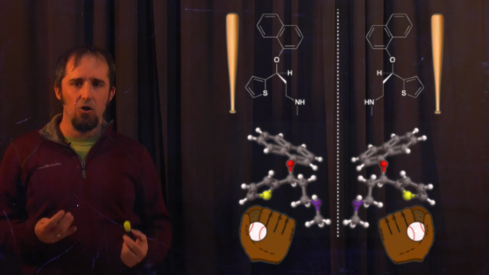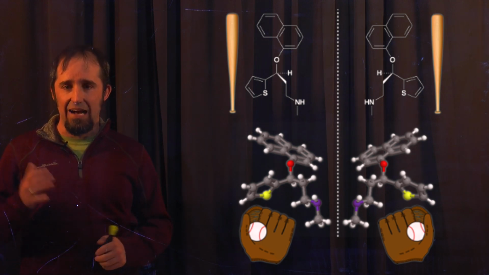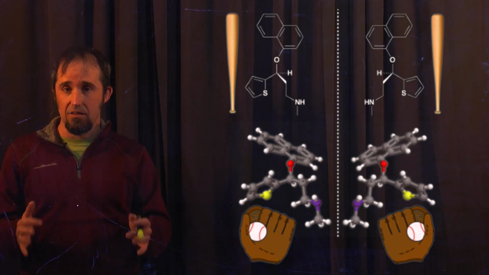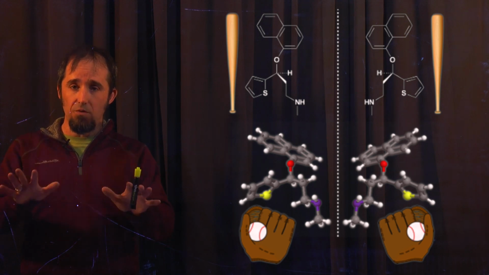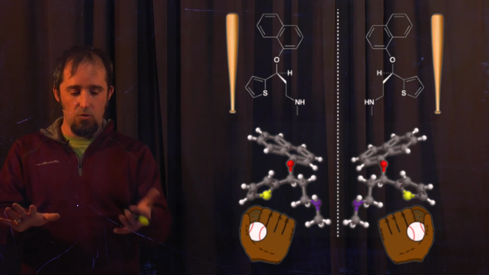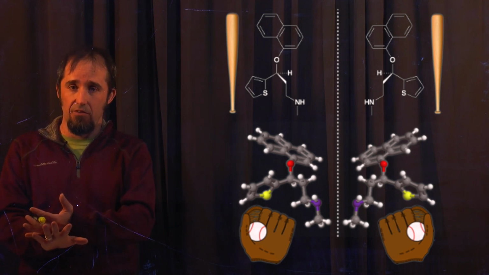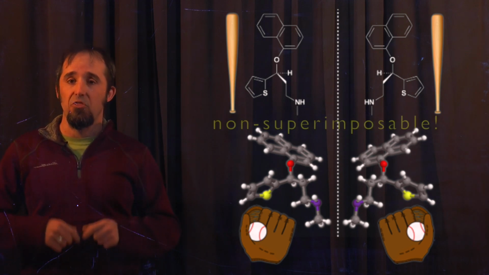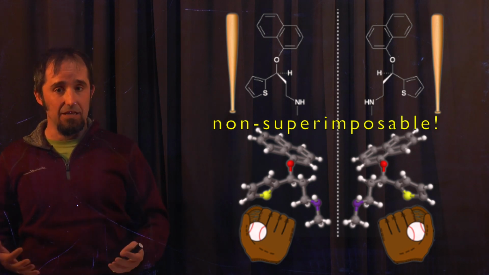But baseball gloves are left-handed or right-handed, right? They either fit on one hand or the other. If I were to compare a left-handed and a right-handed glove, they would be mirror images of each other, but they wouldn't be the same. There's no way I can twist, rotate, etc., one of the baseball gloves to make it look like the other. These molecules are like that. They're mirror images of each other, but they're not superimposable. I can't twist one and make it look like the other.